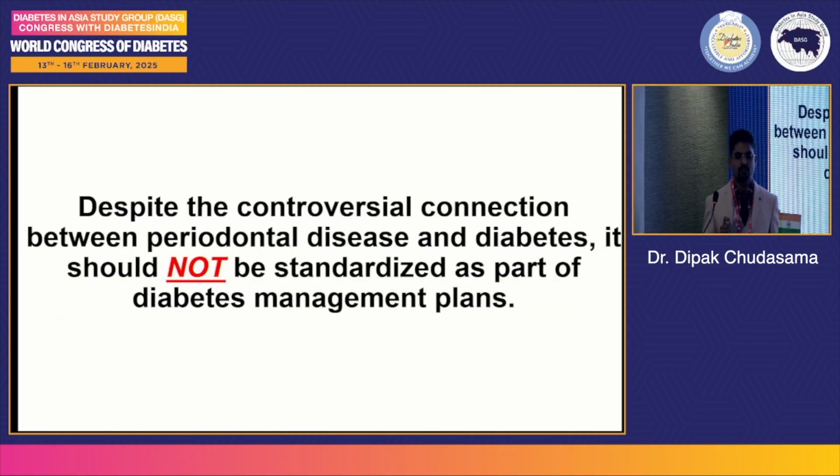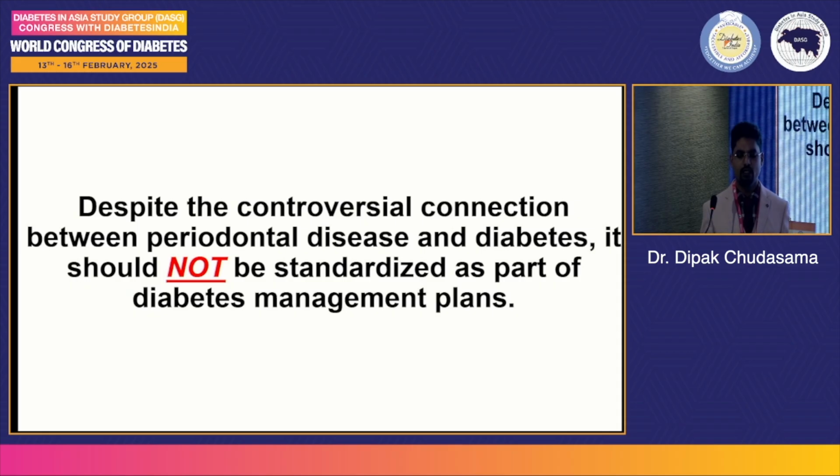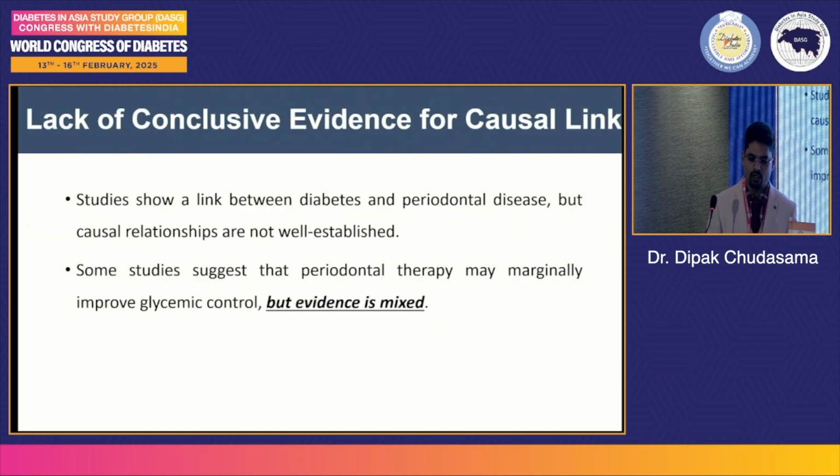Despite the controversial connection between periodontal disease and diabetes, it should not be standardized as a part of the diabetes management plan. Why? Because there is a lack of conclusive evidence of a causal link. Some studies show a link between diabetes and periodontal disease, but causal relationships are not well established. Either the oral disease is increasing diabetes, or hyperglycemia is impacting the oral cavity. Some studies suggest periodontal therapy may marginally improve glycemic control, but the evidence is mixed.